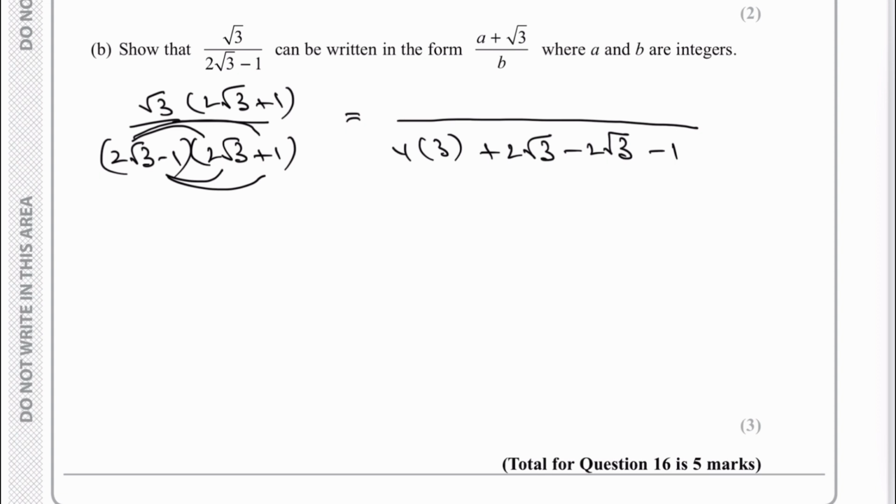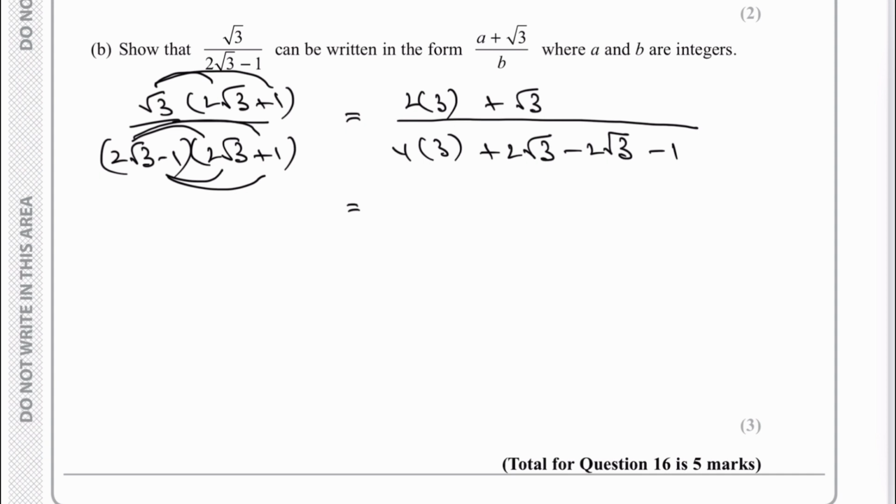The top I'm going to multiply out. I've got root 3 times 2 root 3. Again, that's going to give me 2, but it's multiplied by the square root of 9, which is actually 3. And then finally I've got root 3 times 1, which is going to be plus root 3.